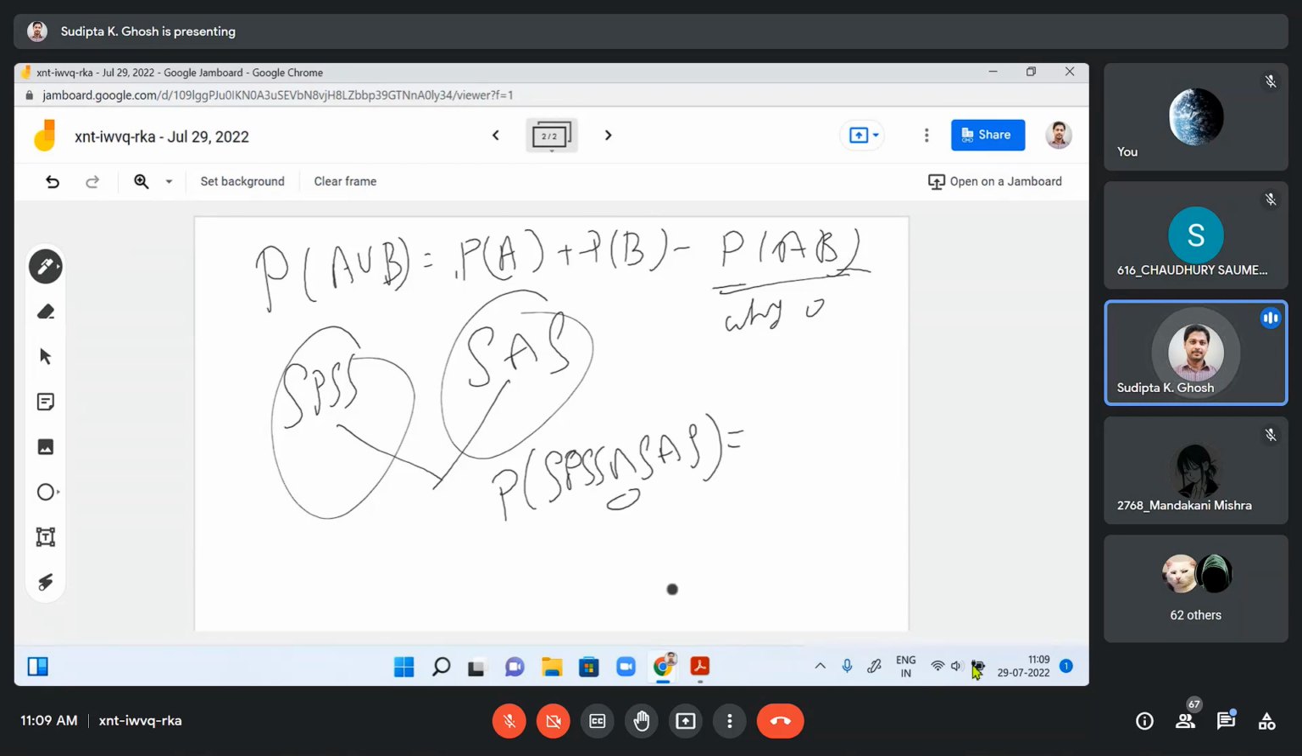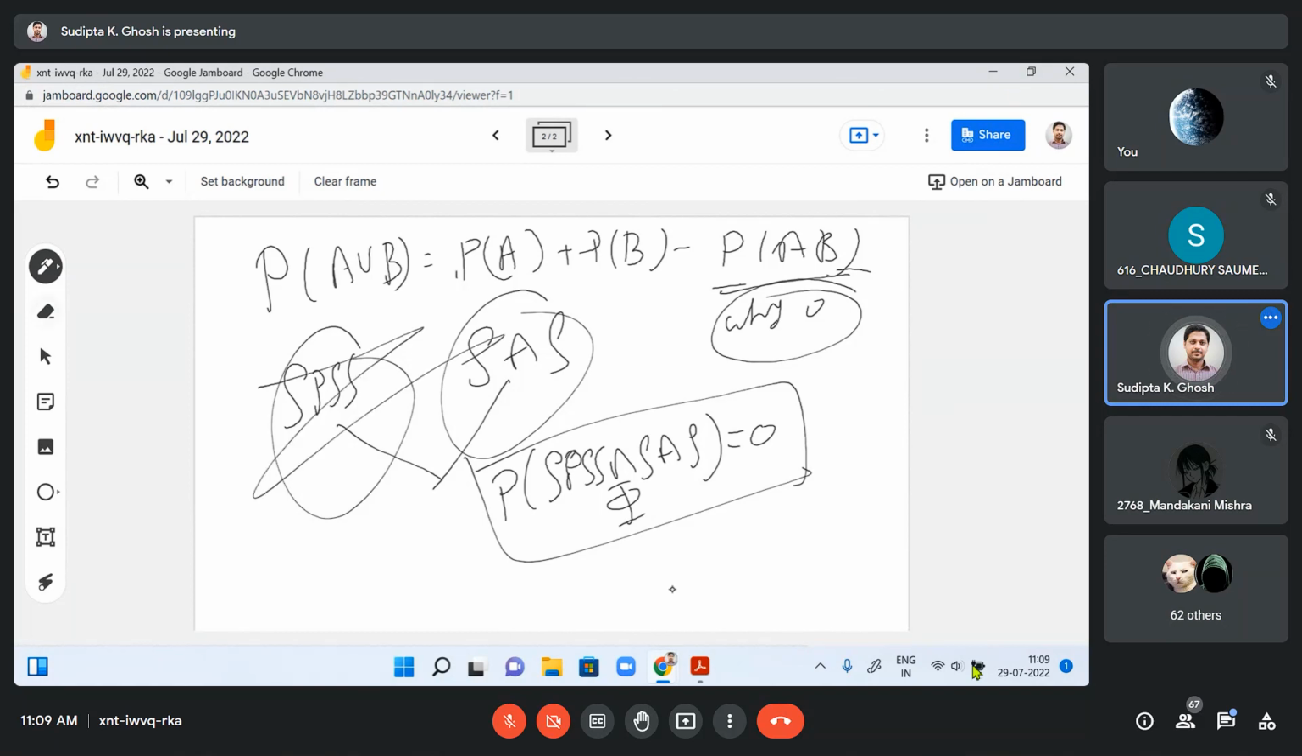is actually the empty set phi. The probability of phi is 0. That's why it is coming as 0, and that's why there is no need to write it.